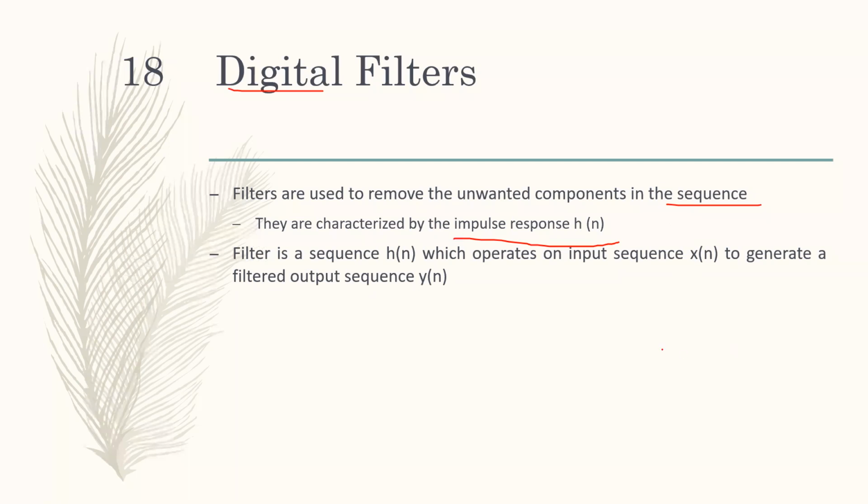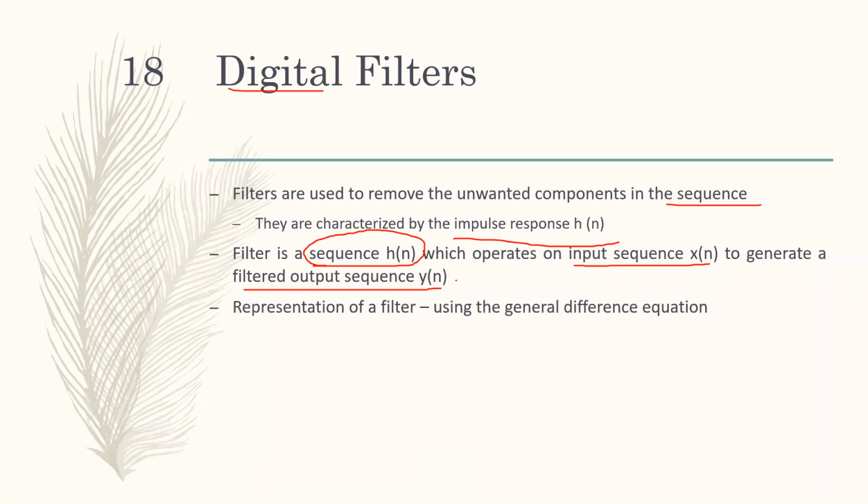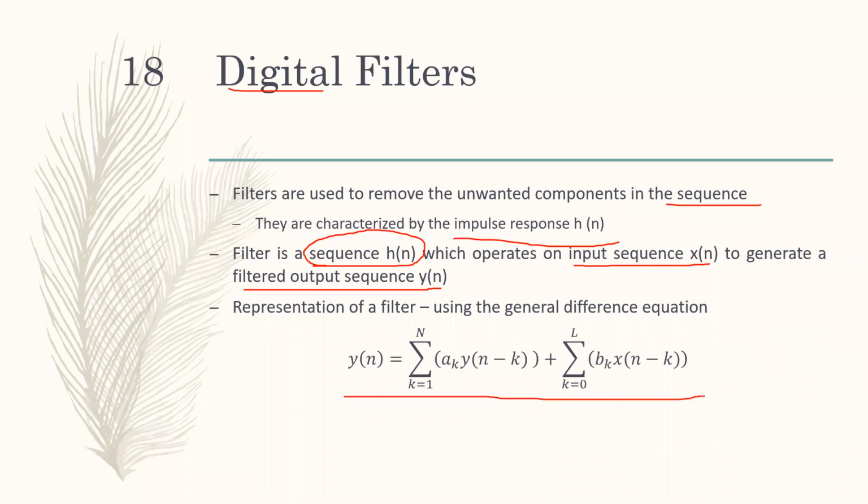In a different way, a digital filter is one which accepts the input sequence x of n and generates a filtered output sequence based on the impulse response of that system, that is, the sequence h of n. Generally, when we want to represent digital filters, we can represent them with a difference equation. This was the difference equation we used to represent the overall digital filter.